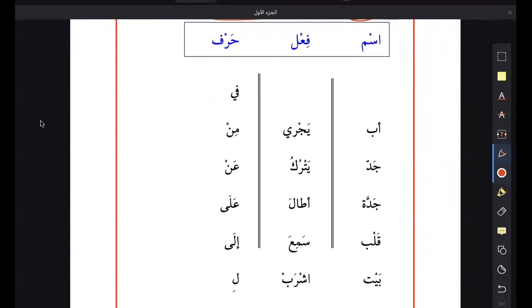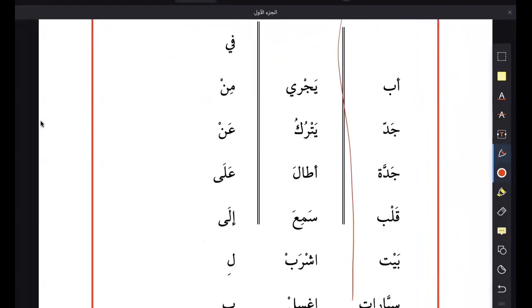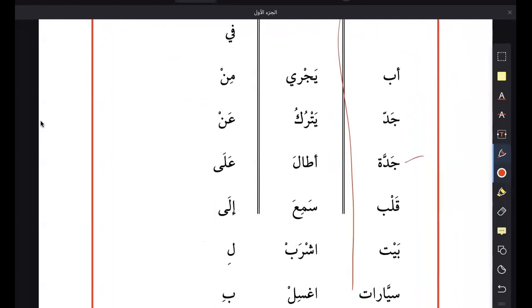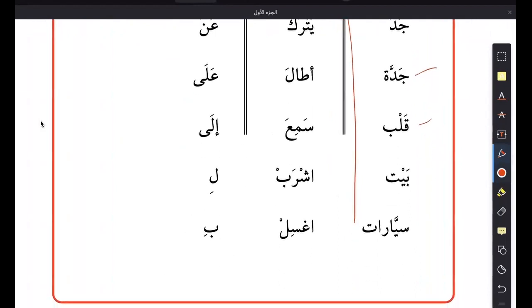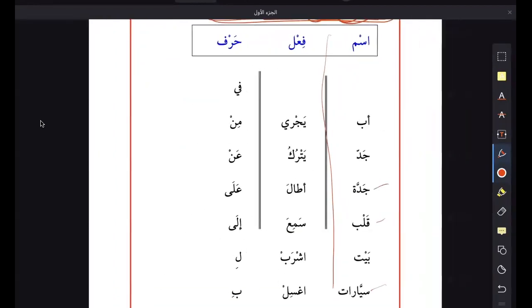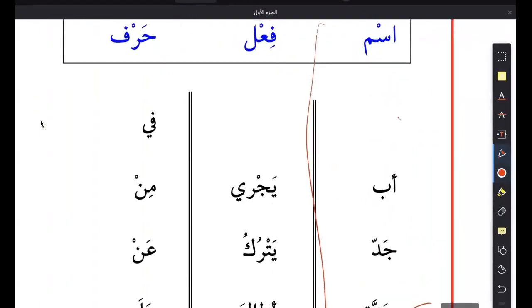So as you can see in the ism column, we have ab, father, and jad is grandfather, jadda is a grandmother, doesn't matter masculine, feminine. Qalb is a heart. See, they're all here. Sayyara. But I wish they also had put some adjectives so you would know. For example, you can say Jamil. Jamilun is beautiful. It also goes under the ism.